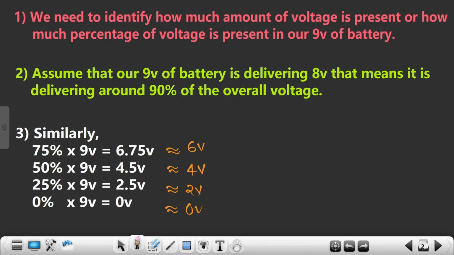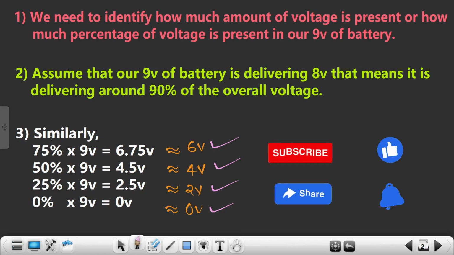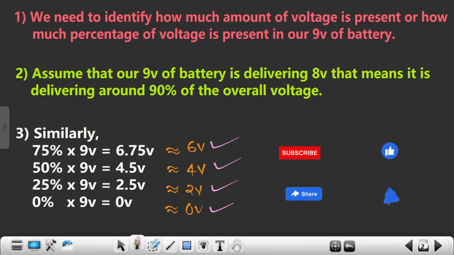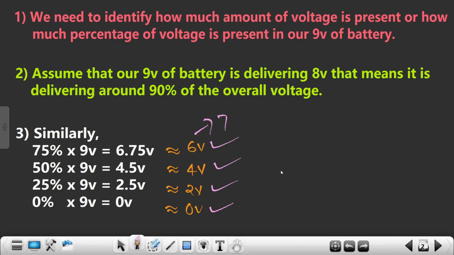What I have done here is that instead of taking these decimal values, I just considered these integer values: 6 volts, 4 volts, 2 volts, and 0 volts. So the percentage may fluctuate. It will be around 70 to 75%. This will be around 45 to 50%, right? So 4 volts is around 40 to 45% of the overall voltage. 2 volts will be around 20 to 25% of the overall voltage. I'm not taking the exact percentage, I'm just taking a rough estimation, right? So this will be around 70%. Similarly, this will be around 40% and so on, right?